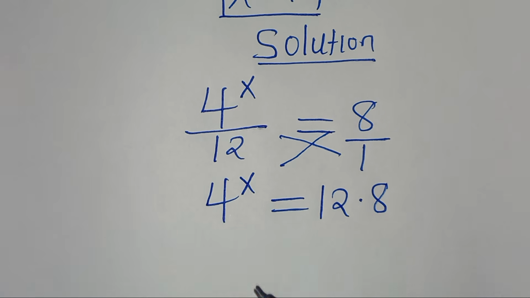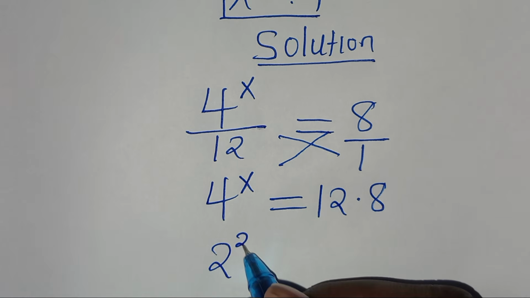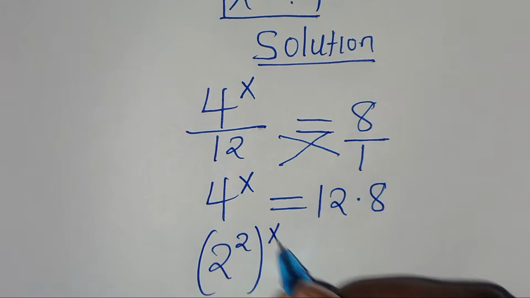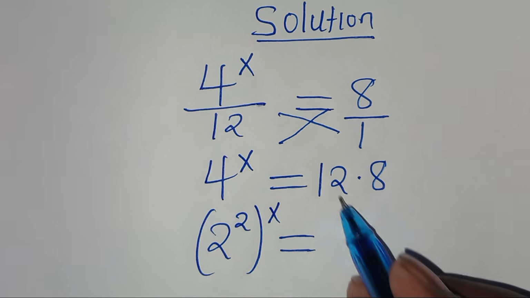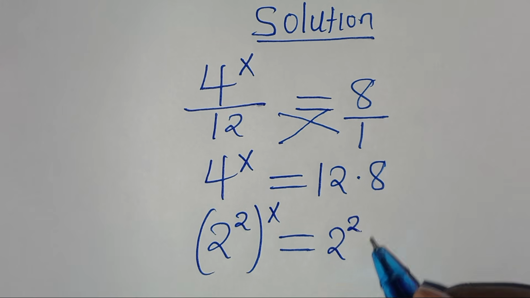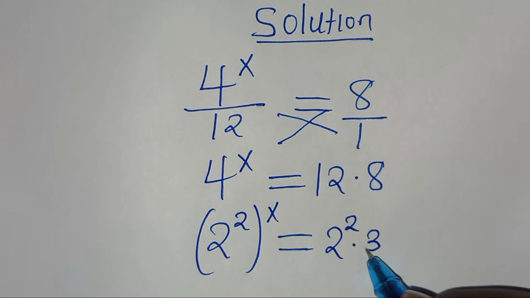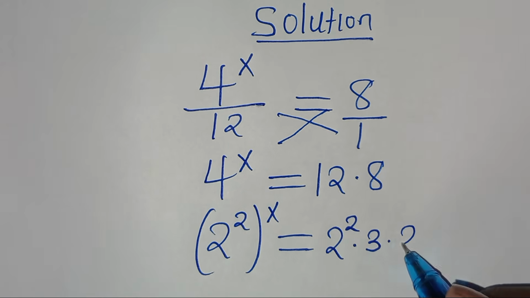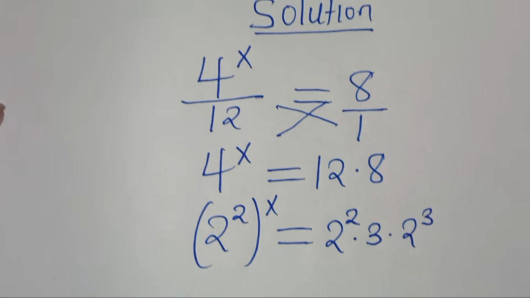We can express 4 as 2 to the power of 2 raised to the power of x. This is equal to 12, which is the same thing as 2 to the power of 2 multiplied by 3, then multiplied by 8, which is 2 to the power of 3.